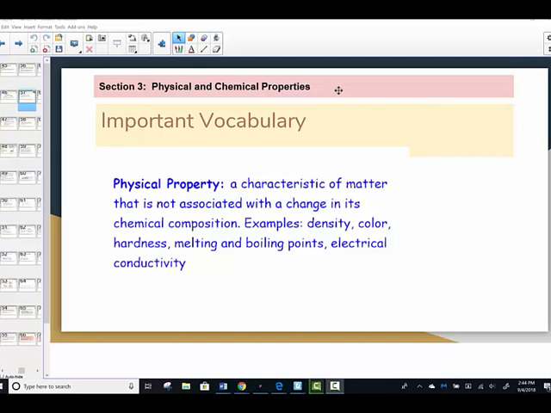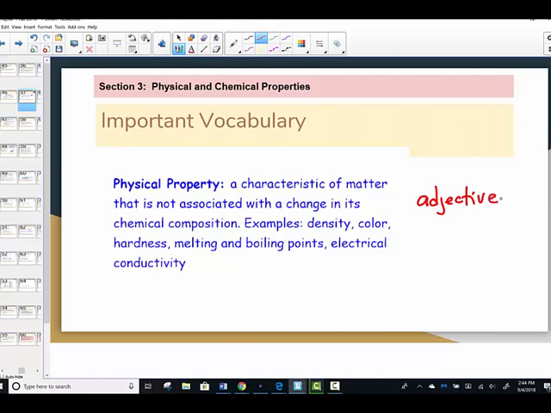We're going to define that as a characteristic of matter that's not associated with a change in its chemical composition. Things such as density, color, hardness, melting points and boiling points, and electrical conductivity are all examples of physical properties. I think of this term property as an adjective. What can I say about a substance without changing its identity?